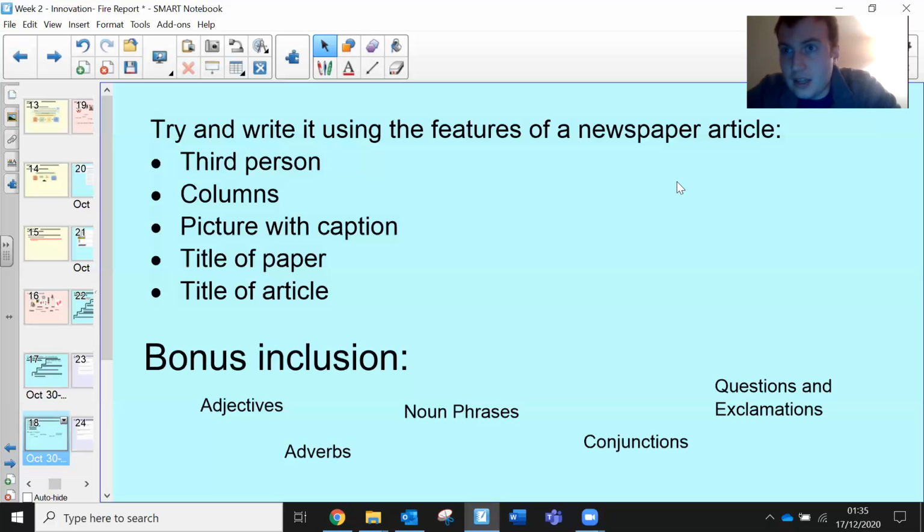And then finally, please include questions and exclamation sentences. Instead of just with the full stops, changing it up, putting in a question or an exclamation sentence just makes it that little bit more interesting, okay?